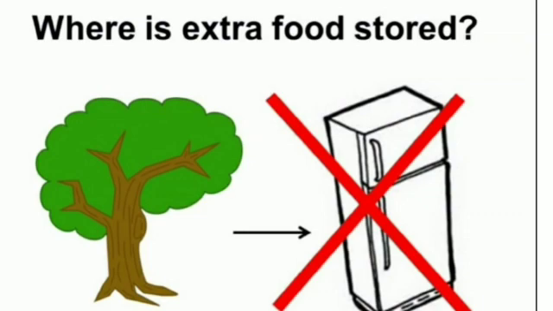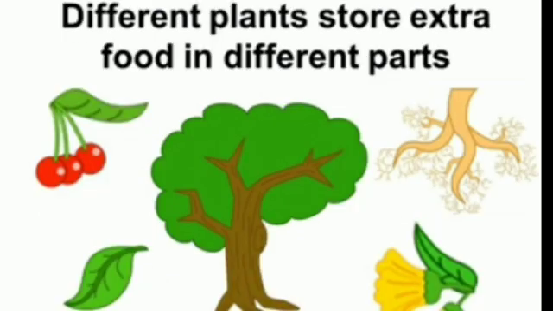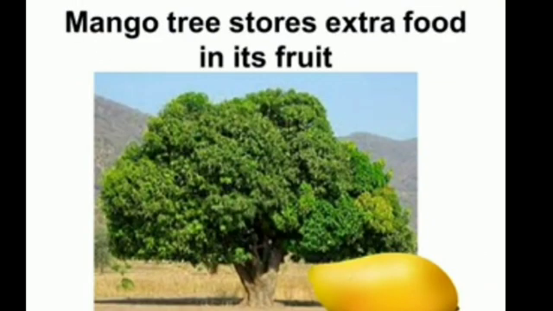So, what do they do with that extra food? Different plants store the extra food in different parts of them. Yes, some plants store the extra food in the fruit, like in the mango tree. The extra food prepared by the tree is stored in its mango fruit, and we all love to eat mango.